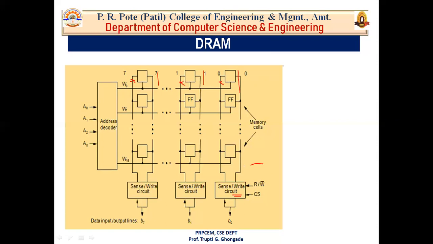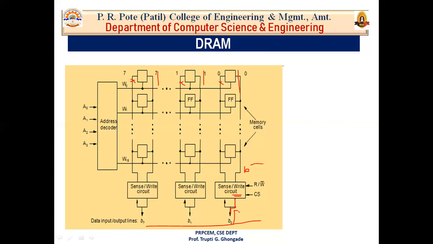Through a bit line B. From the sensor write circuit, data is given to your system. So it goes to a bus. Now from the sensor write circuit, the data is given to a system bus.